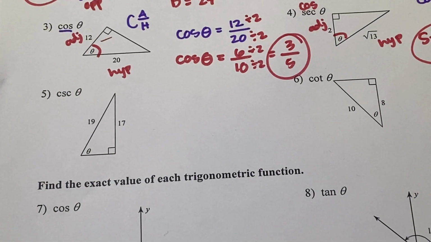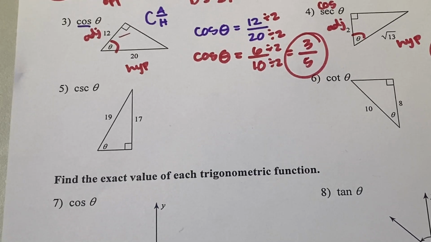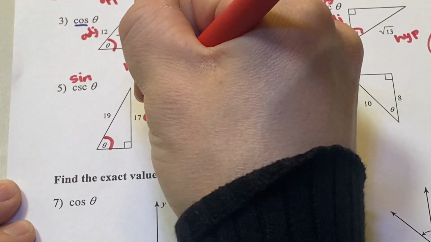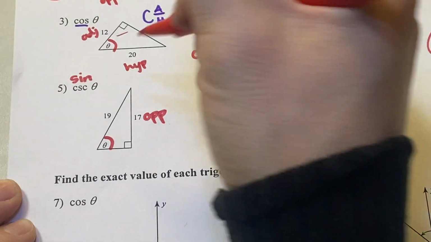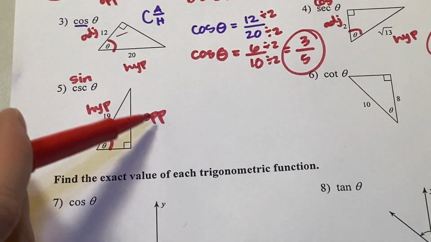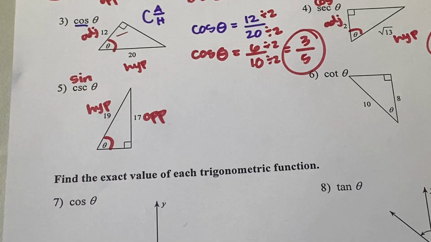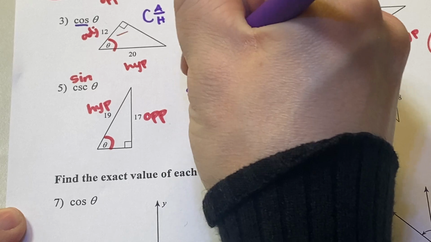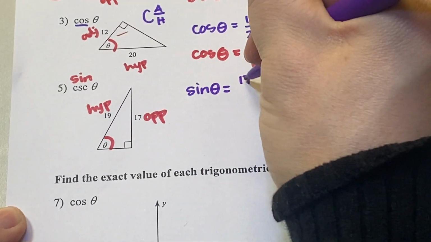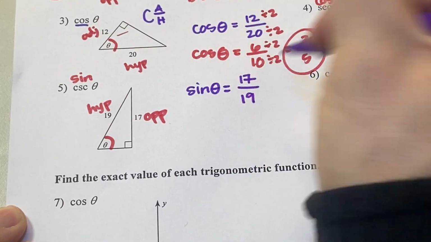Cosecant. What was the original of cosecant? Sine. So then 17 would be the opposite, and 19 would be the hypotenuse. What 2 sides do we need for sine? I need opposite and hypotenuse for sine. I have everything I need, so I don't need to solve for any missing sides of my triangle. I can just go and find the sine of theta. It's going to be opposite 17 over my hypotenuse 19.